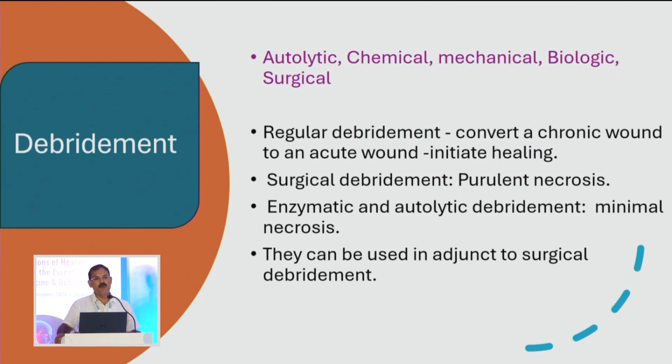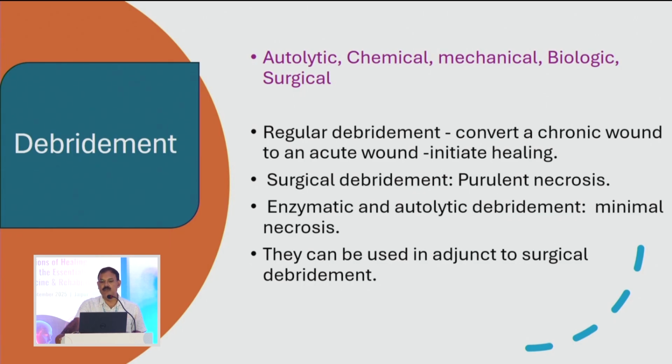The next component is debridement. Once the pressure ulcer progresses to stage 2 or stage 3, then debridement is a must. To accelerate the healing process, there are different methods of debridement like autolytic, chemical, mechanical, biological and surgical debridement. But regular debridement is very essential. Everybody must learn the skill of a good debridement.